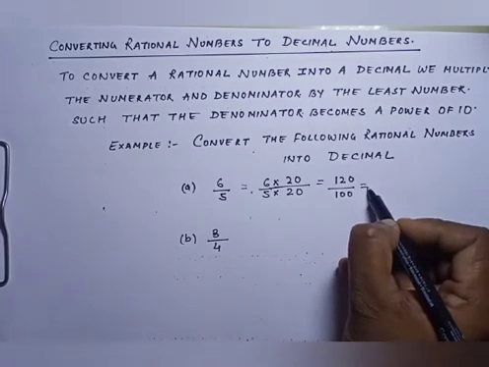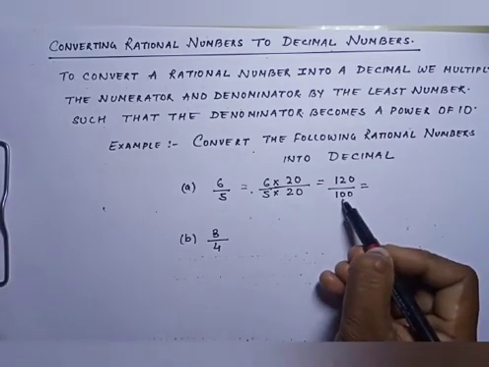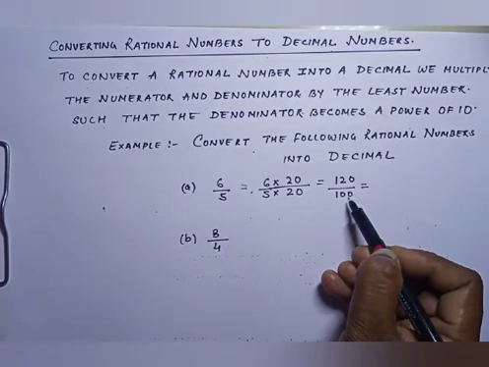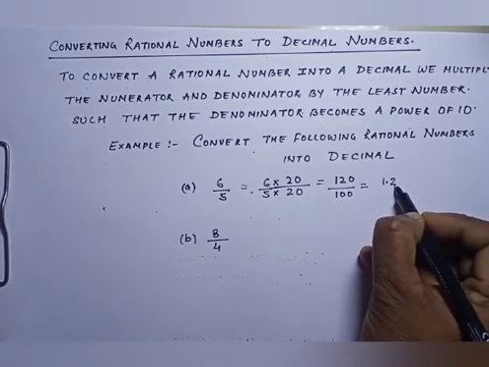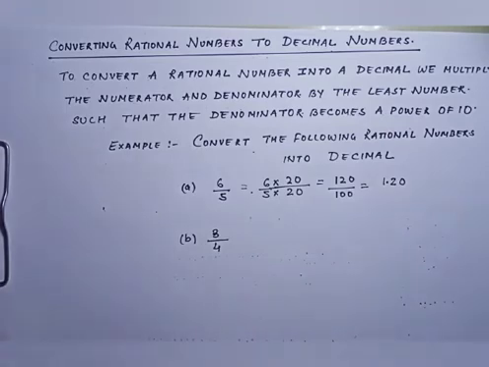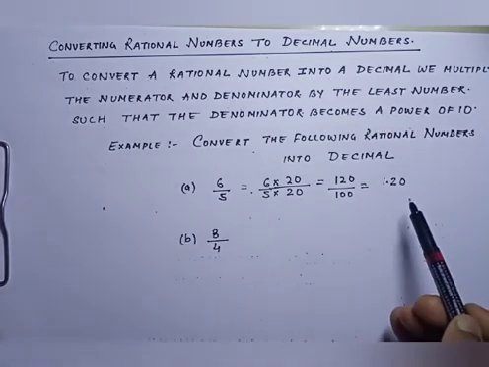So what we are going to do, we can see there are two zeros over here. So I am going to move the decimal two places and write it as 1.20. So 6 upon 5 is converted into decimal form.